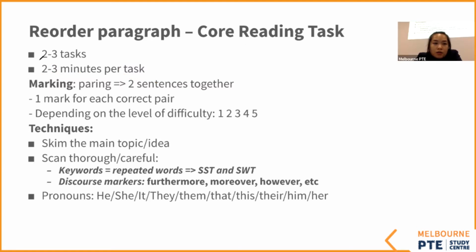Now, how does the computer mark it? Reorder paragraph is marked as a pair, okay? So my question is, what does it mean by a pair? A pair of shoes. Yeah, it means 2, right? Couple, correct. So a pair of shoes, a pair of socks, that means 2, right? A pair of chopsticks. So when we hear a pair, that means 2. Okay. So for reorder, it's marked as a pair, 2 sentences together. Okay. Now I'll give you some examples.